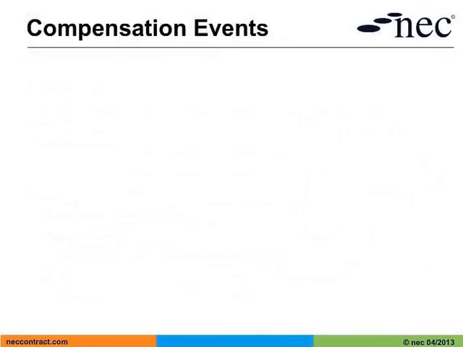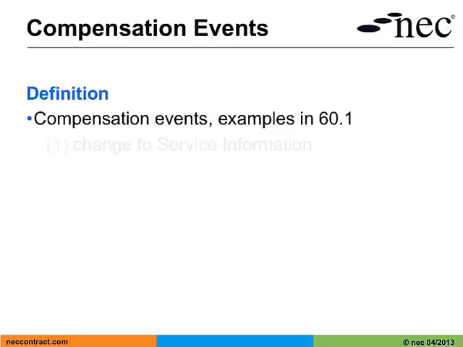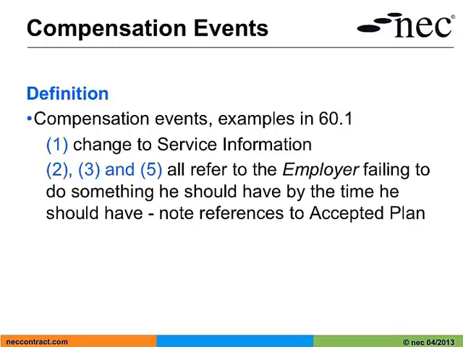As mentioned on the last slide, there are 14 compensation events listed in the core clauses at 60.1. Here are some examples. The first one is the service manager gives an instruction changing the service information. The second, third and fifth compensation events all refer to the employer failing to do something he should have by the time he should have. The second one is his failure to provide the right of access. The third one is his failure to provide something as stated in the service information. And the fifth one is himself or others not working in accordance with the accepted plan.